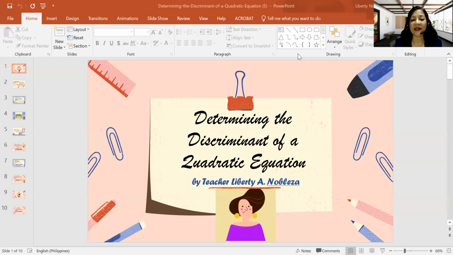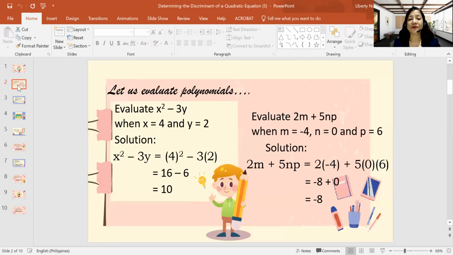Ladies and gentlemen, today we are going to determine the discriminant of the quadratic equation. But before that, let us first recall how to evaluate polynomials. Example: evaluate x squared minus 3y when x equals 4 and y equals 2.